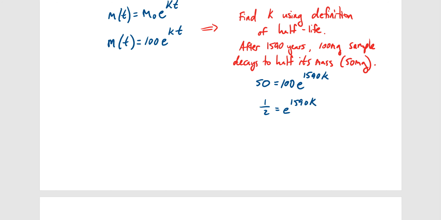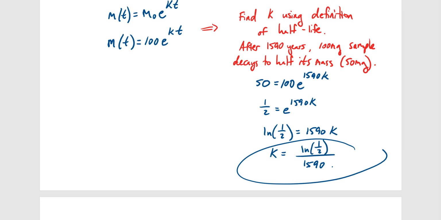We have to take the ln of both sides, so we get the ln of 1/2 equals 1590 times k. Divide both sides by 1590. We get the decay rate is ln of 1/2 divided by 1590. So hopefully you're saying to yourself, well, you said that k would be negative because it's a decay rate, and it is negative. That's because ln of 1/2 is actually a negative number. So if you type this all into the calculator, it will give you something negative.